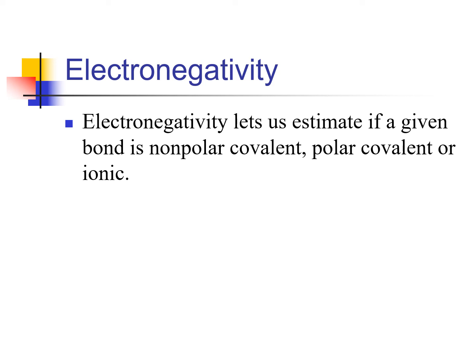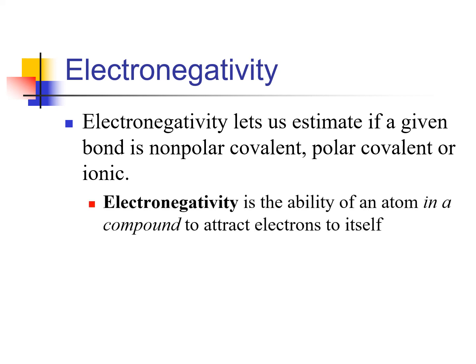Now to talk about this, we have to talk about what's called electronegativity. Electronegativity gives us an estimate to let us know if a given bond is nonpolar covalent, polar covalent, or ionic. What electronegativity is, it's the ability of an atom in a compound to attract electrons to itself. We only consider electronegativity when it's an atom in a compound.